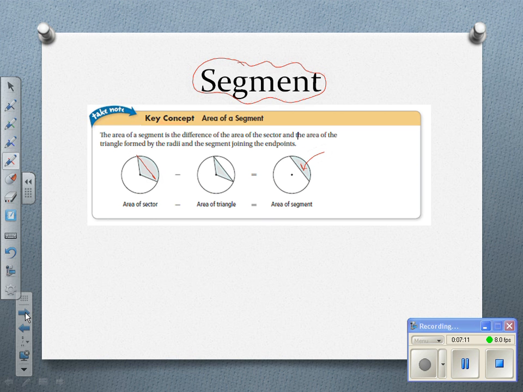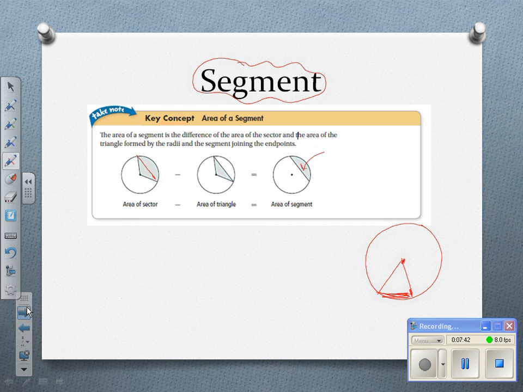So that's my sector. And to find the area of this, I would take the area of the sector, subtract out the area of the triangle, and we get the area of a segment. So just again to reiterate, if I have a circle and I draw a central angle, and then I connect where it touches the circle, what is outside of that is your segment.